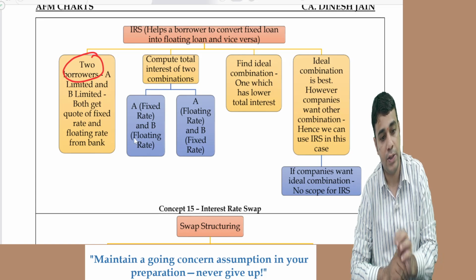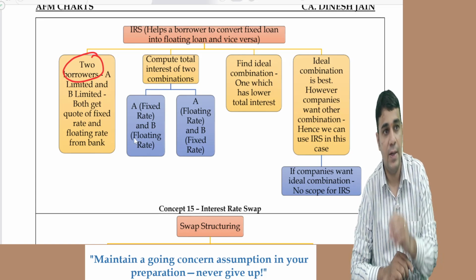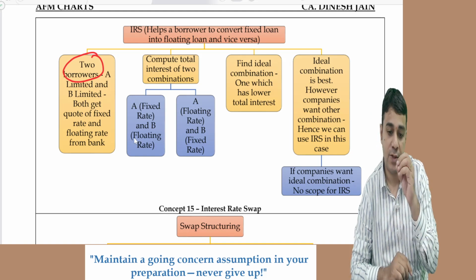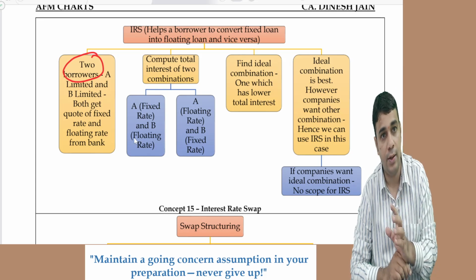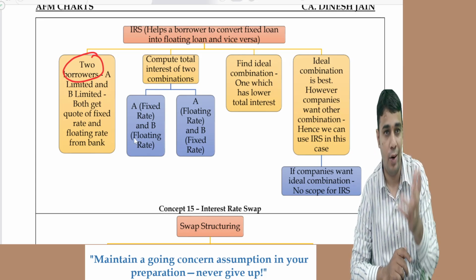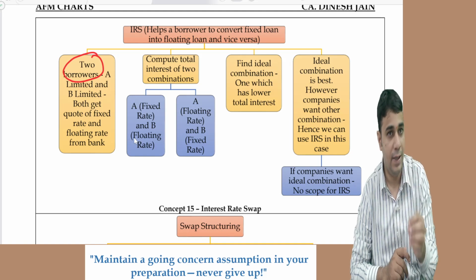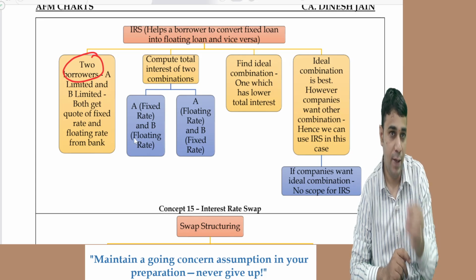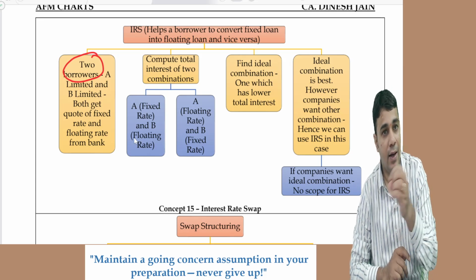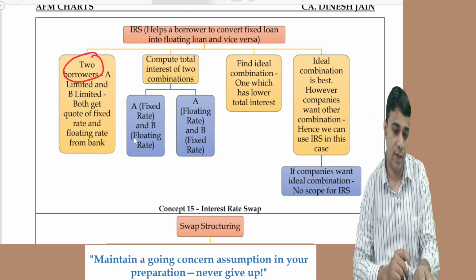What is two combination? First company fixed, second company floating, or first company floating, second company fixed. Compute total interest of two combinations, in any order. One combination is company A fixed, company B floating. Second combination is company B fixed, company A floating. So you have to find two combinations. Let's go back to the same thing.